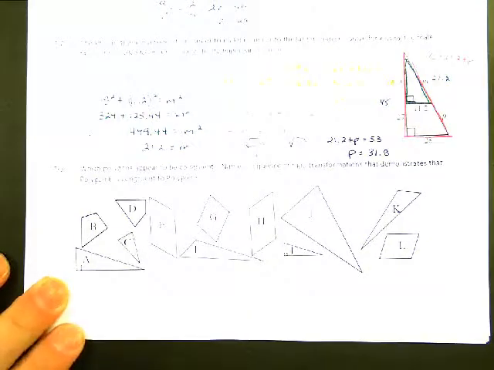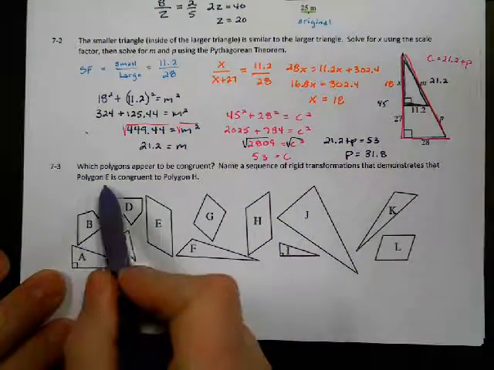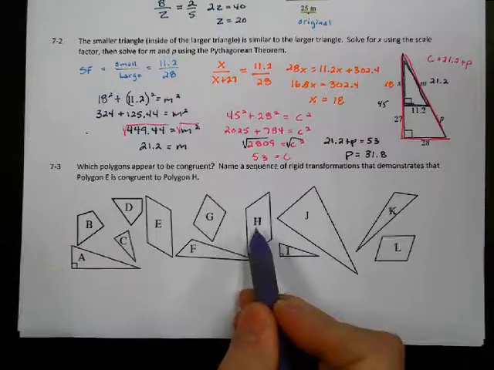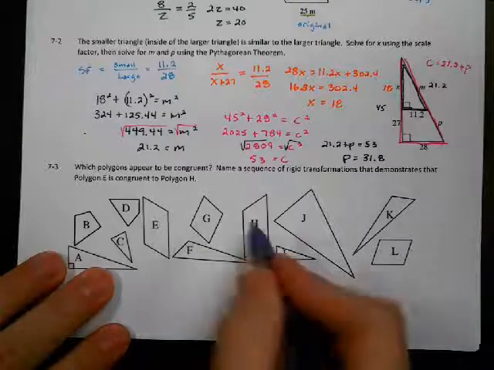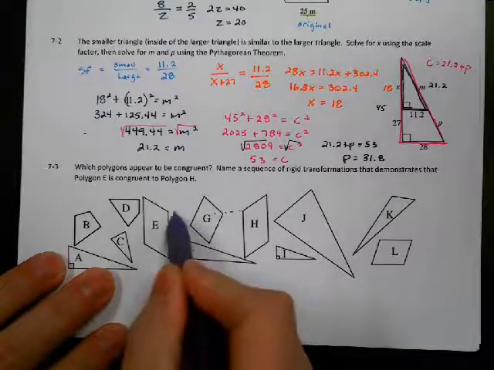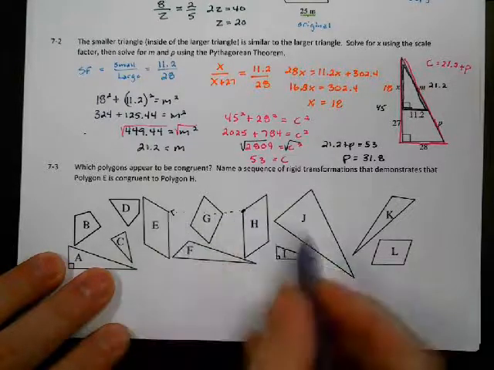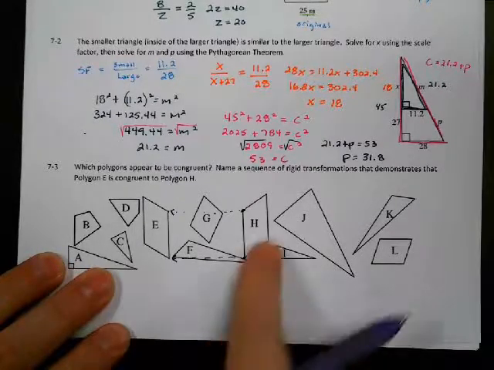All right, so name a sequence of rigid transformations that demonstrates that polygon E is congruent to polygon H. So how can we show through rigid transformations that these two are the same as each other? Well, here's what I would do. I would first start by translating this one so that these points match up. So this point goes to here, and then I'd translate it so that this point goes to here. Remember, translation is just putting your finger on it and sliding it. It looks like if I slide it there, those two would match up.